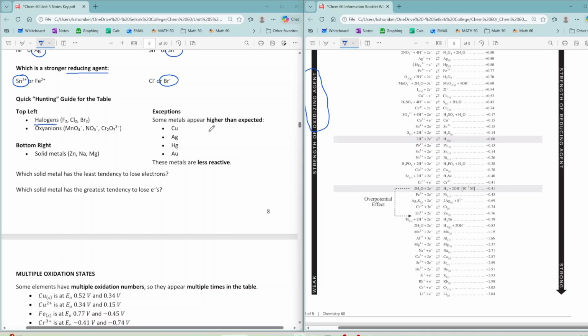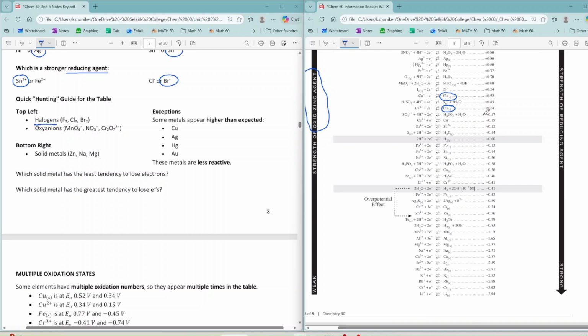So some metals appear higher than expected. Copper being up here is kind of unexpected. We'll talk a little bit about copper in a minute, but the fact that there's two copper metals on the right is kind of strange. So there is a note about copper in a bit.